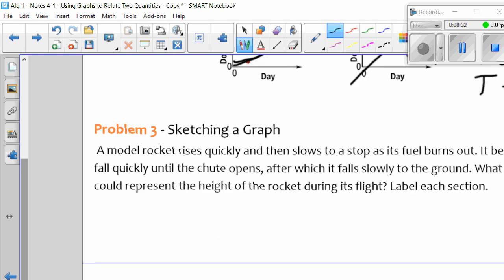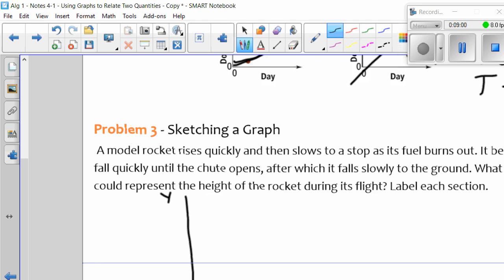For the next one, you've got this model rocket, so let's sketch a graph, and we'll call this the x-axis, this is the y-axis. Let's label each one. This rocket's going to take off quickly, and then it's going to slow to a stop as the fuel burns out, and then it begins to fall quickly until a chute opens, after which it falls slowly to the ground. So what sketch would represent the height of the rocket during its flight?